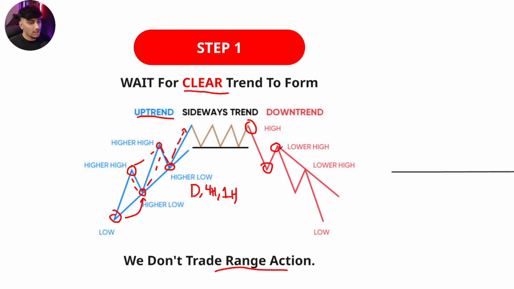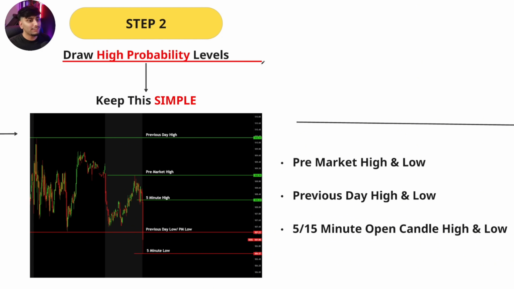This shows us that the stock is indeed in a downtrend, and therefore when we create this next low, we want to look for the area where this next lower high will be created, as this is going to be the lowest risk that we can get on the stock, but it also offers high reward, because if we enter into this area, we can be looking for brand new lows to form, and because we're in a downtrend, this could have continuation to the downside. So on the daily, 4-hour and 1-hour, we're going to be looking for a clear trend to form, and then for step 2, we're going to draw high probability levels.